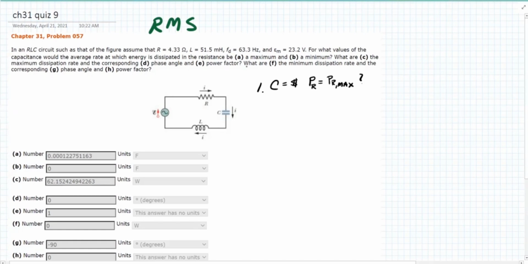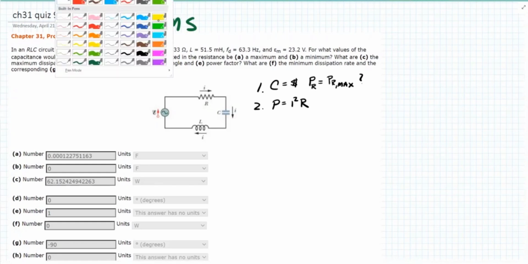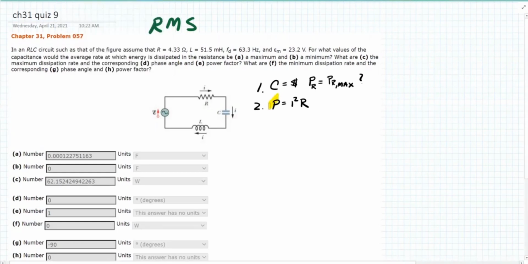Let me just read it. Go ahead and figure out the value of your capacitor so that your resistor is burning up as much power as it can. So this is a job for P equals I squared R. This formula right here, believe it or not, was introduced all the way back in chapter 27. P equals I squared R.